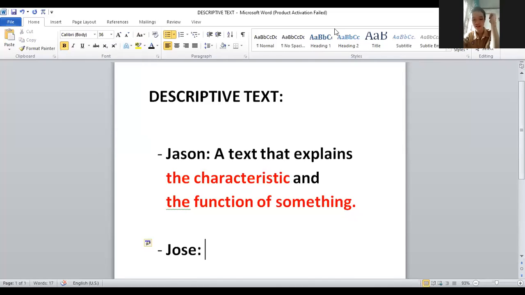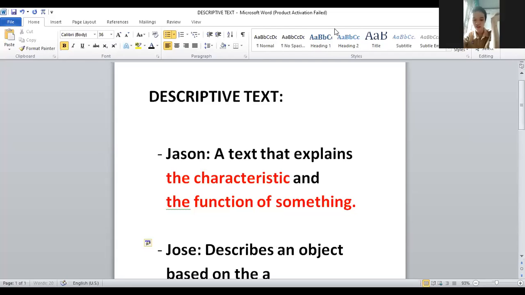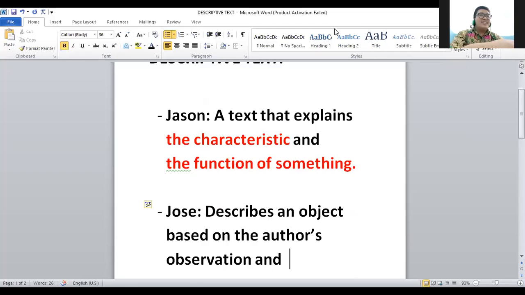Descriptive text is a writing that describes an object based on the author's observations, feelings, and experience. Describes an object and then based on the author's observation, feelings, and experience. Okay.